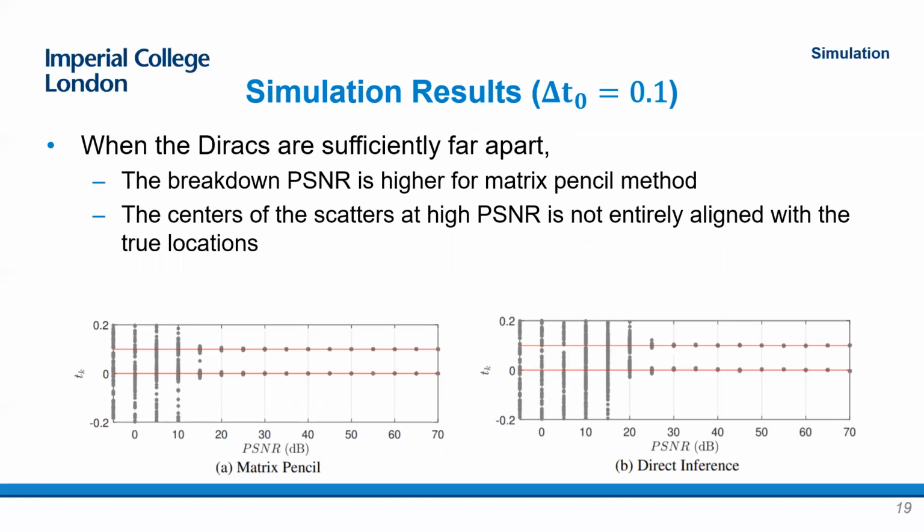Moreover, we can observe that the centers of the scatters at high PSNR are not entirely aligned with the true locations. A possible reason could be the generalization error of the neural network in performing the reconstruction tasks with a high precision. This result suggests that the direct inference approach is successful in lowering the breakdown PSNR regardless of the locations of Diracs. Nonetheless, it has room for improvement when the signal of interest is far from the breakdown PSNR.